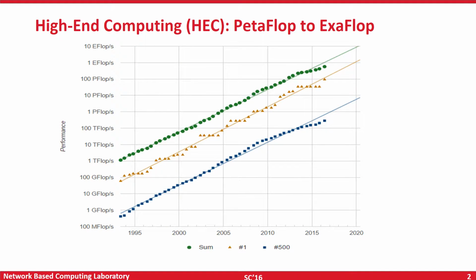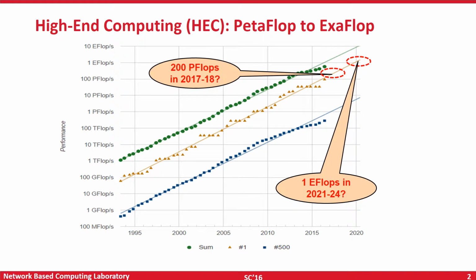As many of you might know, the field of high-end computing is going steadily up. The number one system currently is the 93 petaflop system. We are aiming to have around 200 petaflop systems in 2017 to 18, and then the broad goal is to really go for exaflop systems in 2021 to 2024.